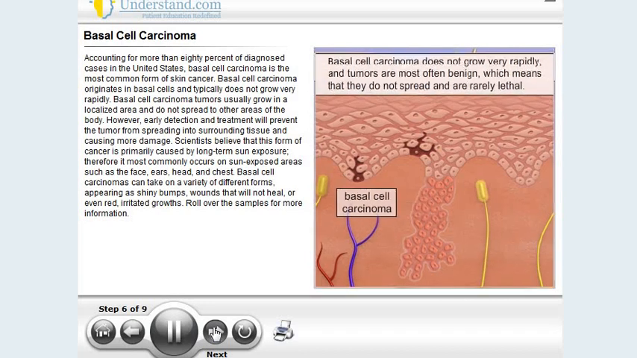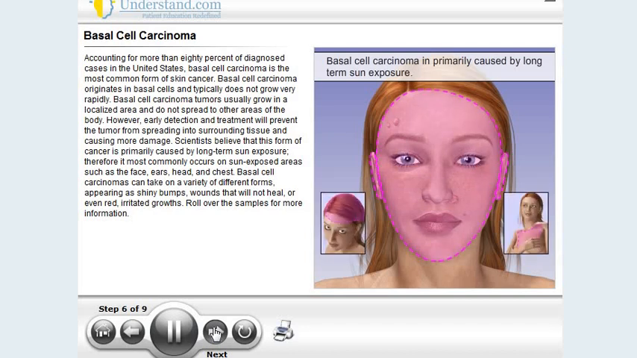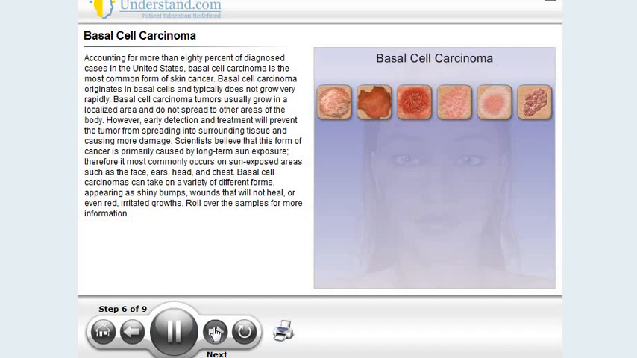Scientists believe that this form of cancer is primarily caused by long-term sun exposure. Therefore, it most commonly occurs on sun-exposed areas, such as the face, ears, head, and chest. Basal cell carcinomas can take on a variety of different forms, appearing as shiny bumps, wounds that will not heal, or even red, irritated growths. Roll over the samples for more information.